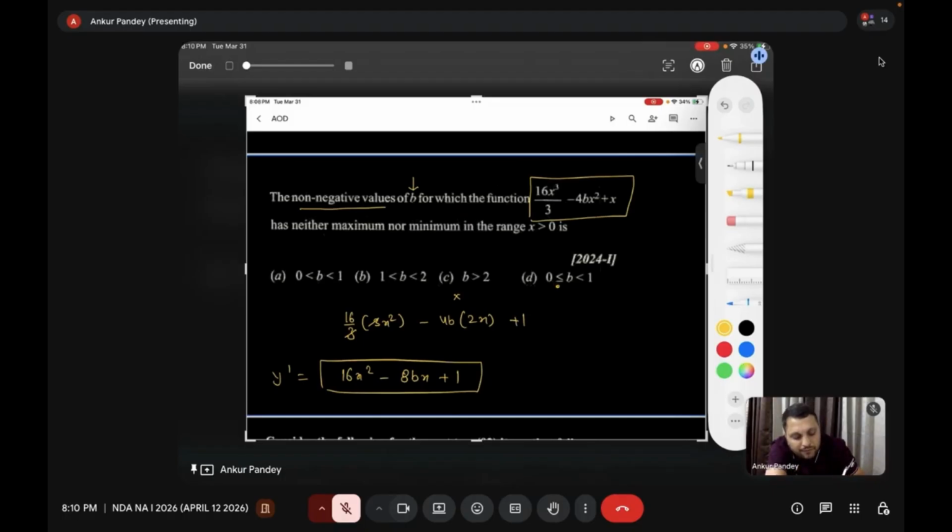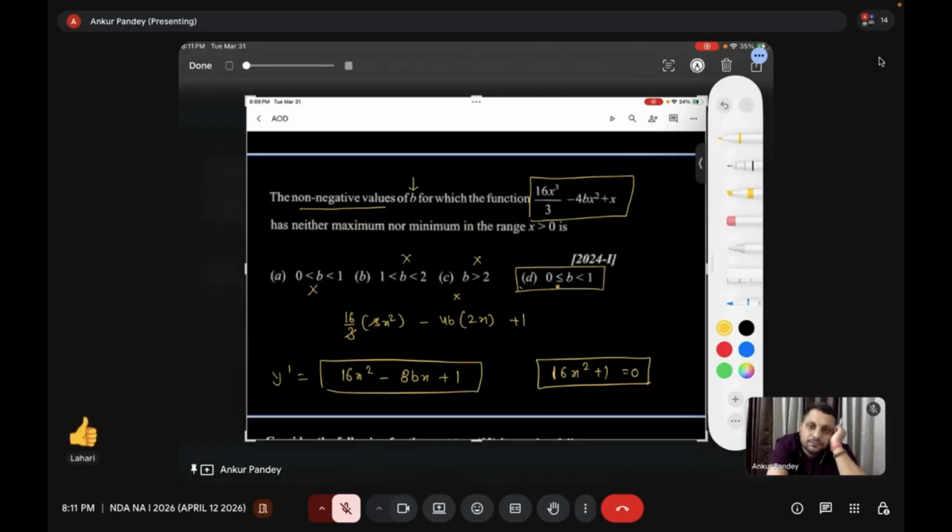So when I put b equal to 0, I get 16x square plus 1. Can it ever be equal to 0 for any real value of x? Imaginary value, yes. Can it ever be 0? So b equal to 0 should be there. Is b equal to 0 here? No, no, no. Answer is delta. Understood? Clear?